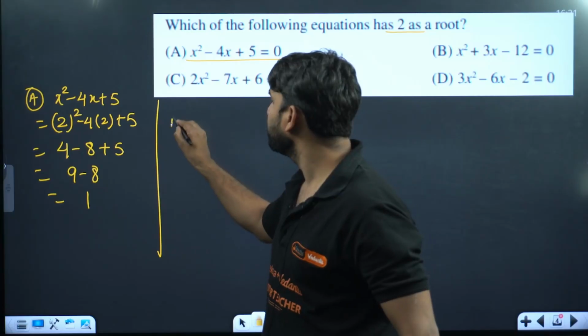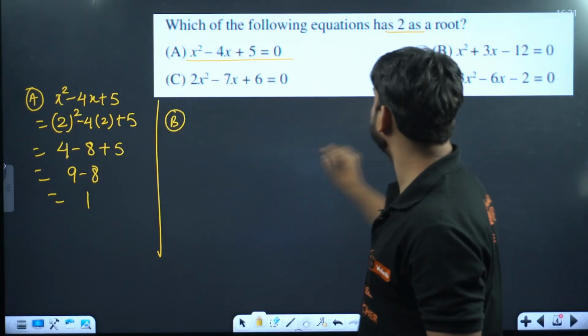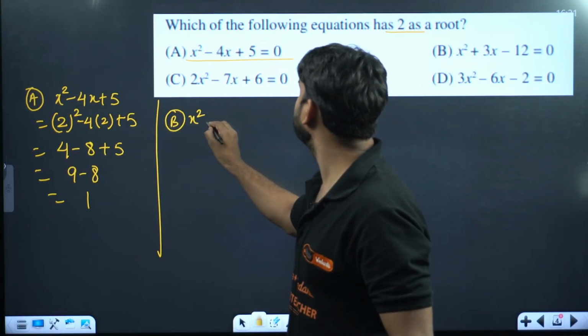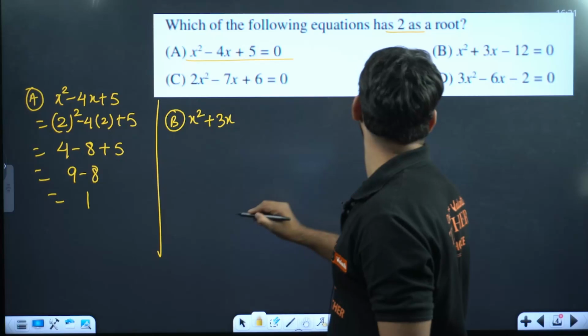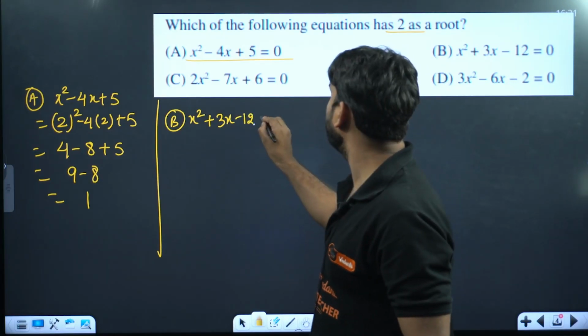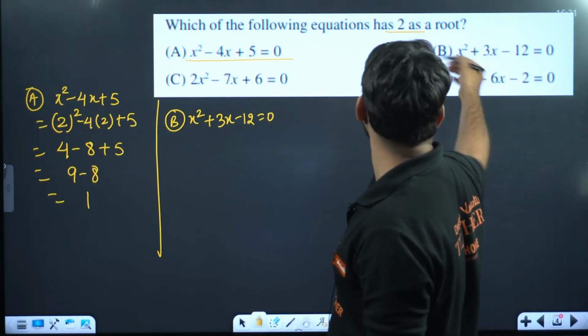Moving to B. Check for B. Where is B? B is x² + 3x − 12 equals 0. Now put x equals 2 again here.